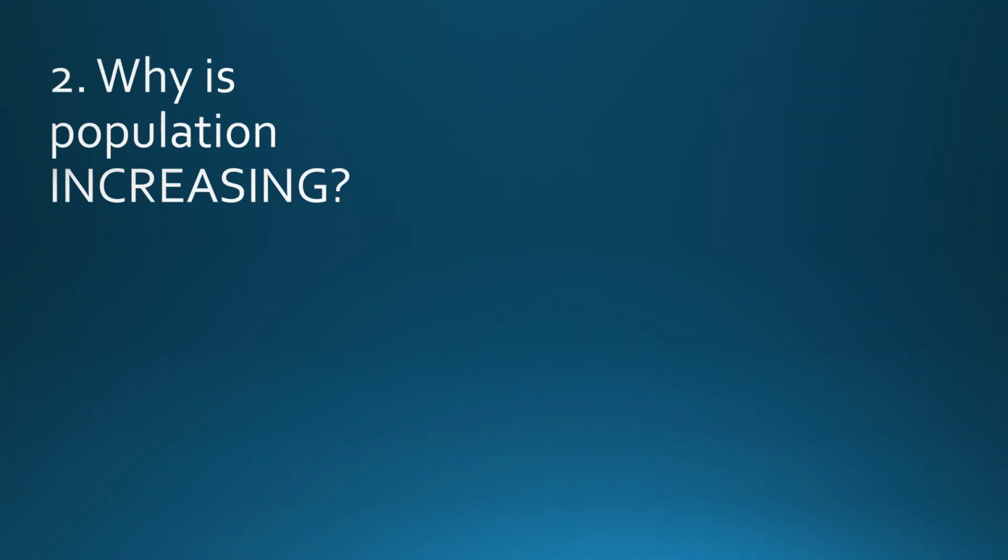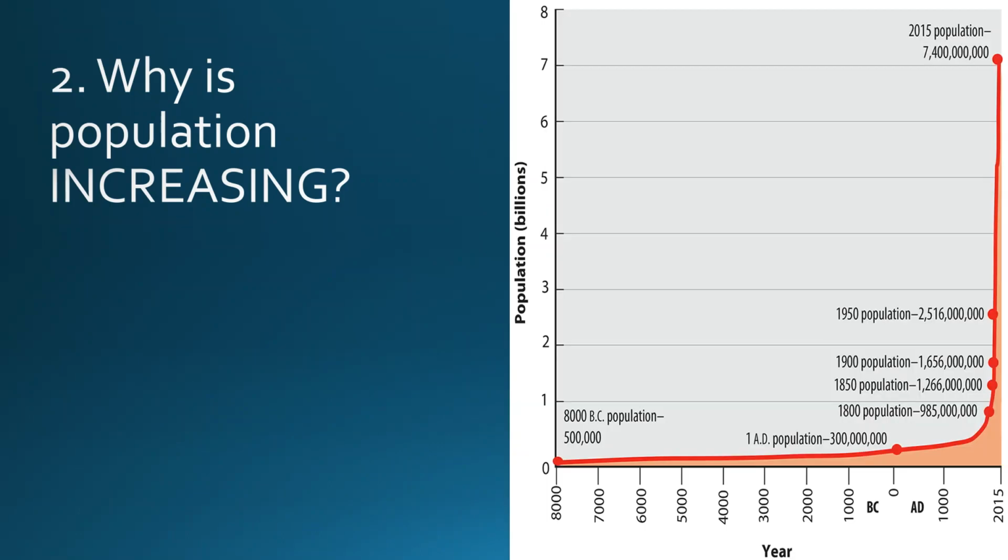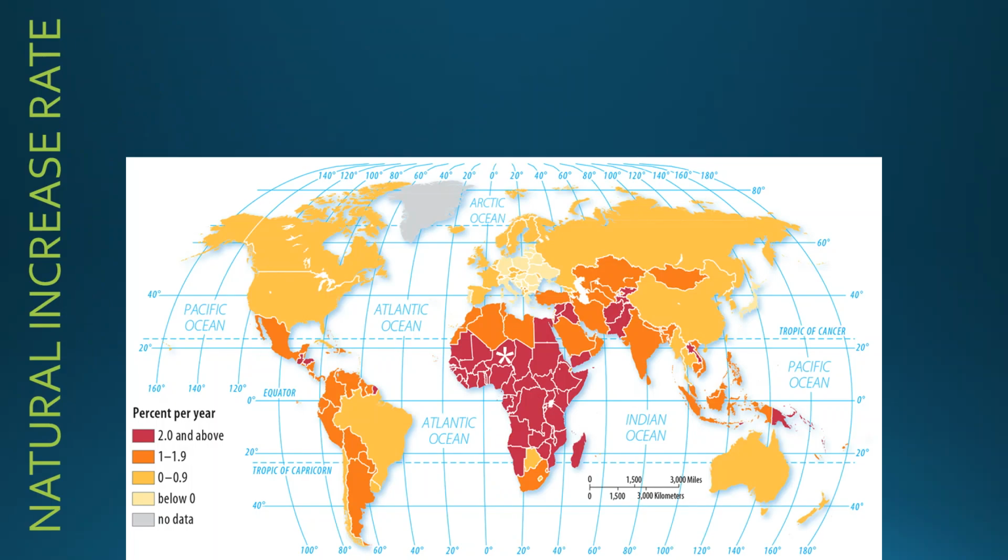So next we want to understand, why is population increasing? When we look at our population clock, in 1950 we had 2.5 billion people. In 2015 we had nearly 7.5 billion people. Why is population exponentially increasing? And when is it going to stop? And where is it increasing the most? It is not in places like the United States and Europe.